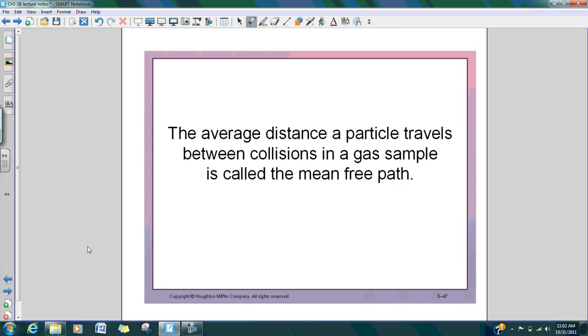And as we take a look, it says the average distance a particle travels between collisions in a gas sample is called the mean free path. And again, this is going to be determined.